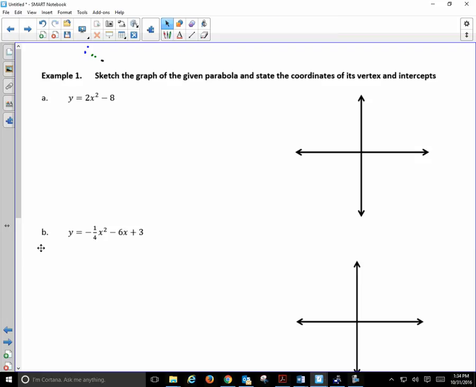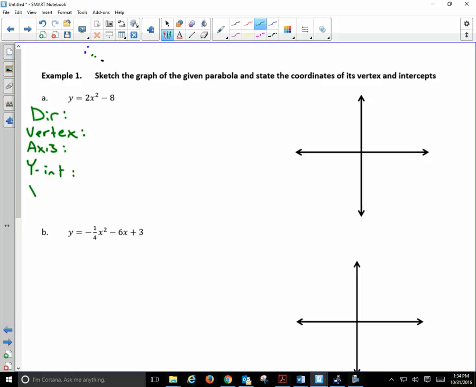So let's set this up. I'm going to identify direction. It says sketch a graph and, given a parabola, state the coordinates of its vertex and intercepts. I'm going to do a little bit more than that. We're going to identify the direction, the vertex, the axis of symmetry, the y-intercept, and the x-intercepts. Okay? Cool. So, direction, up or down?